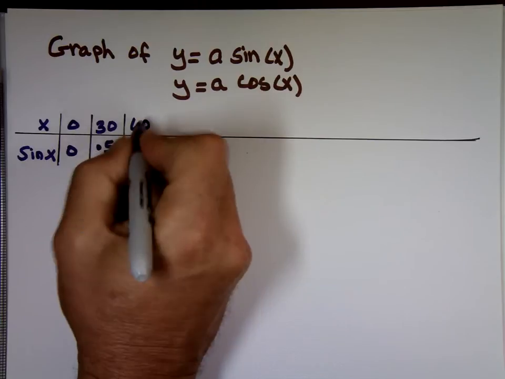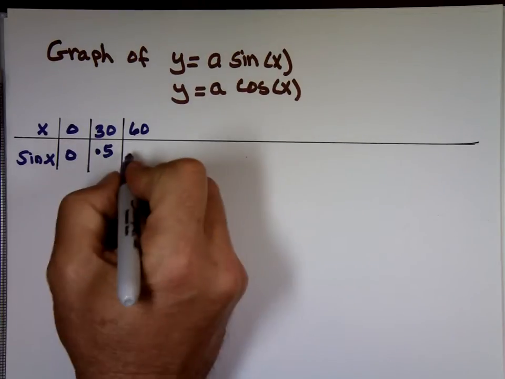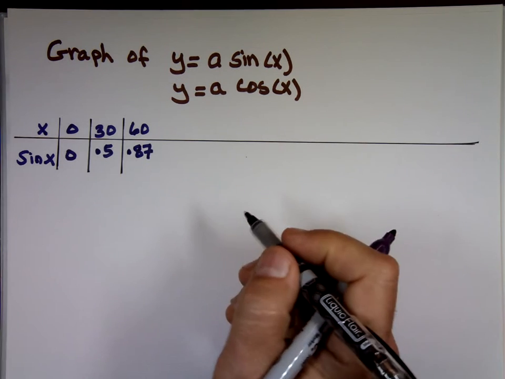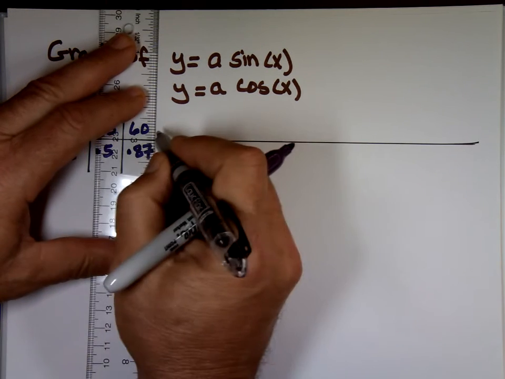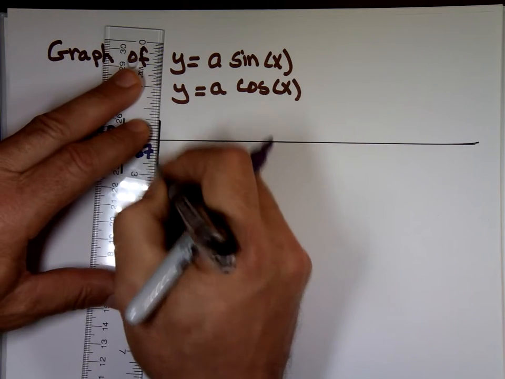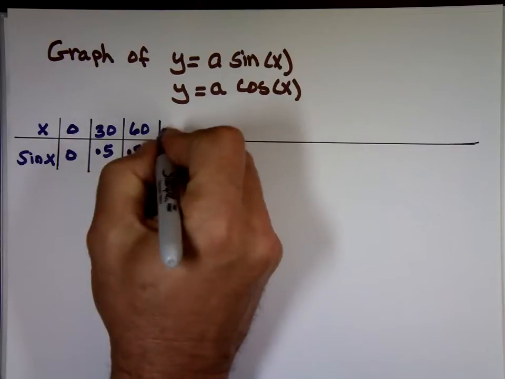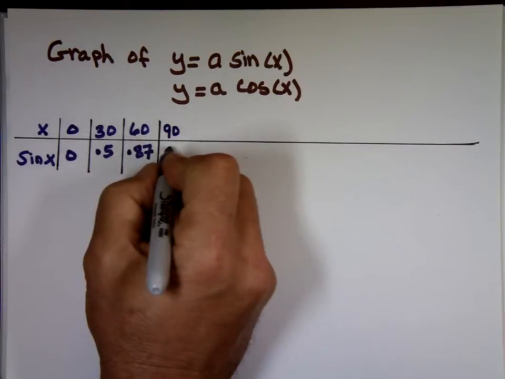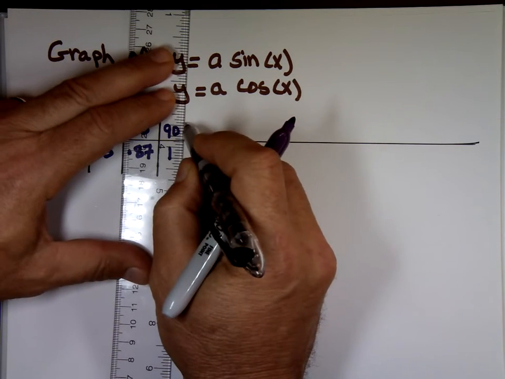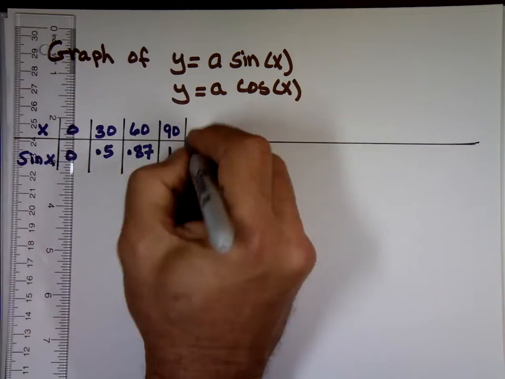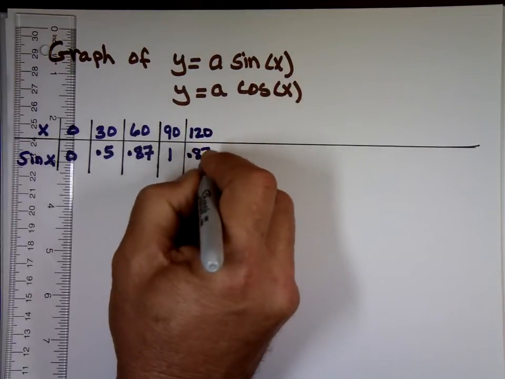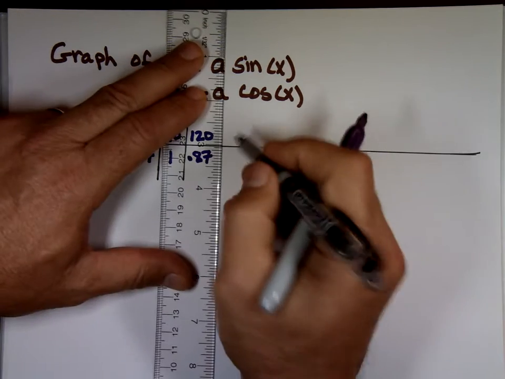30 degrees. Sine of 30 degrees, 0.5. 60 degrees. Sine of 60 degrees, 0.866 or 0.87. Again, just push the button on your calculator. Make sure you calculate in degree mode. 90 degrees, that's a 1. 120, 0.87. I'm going by 30.